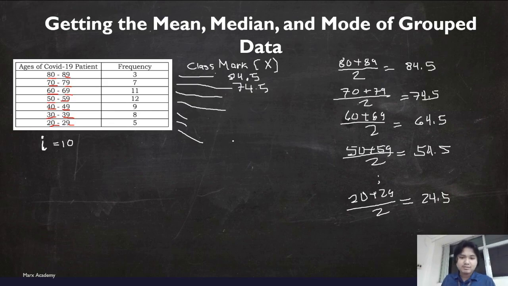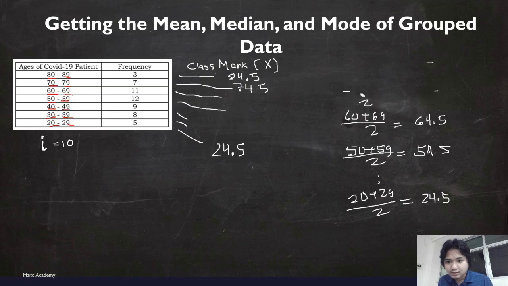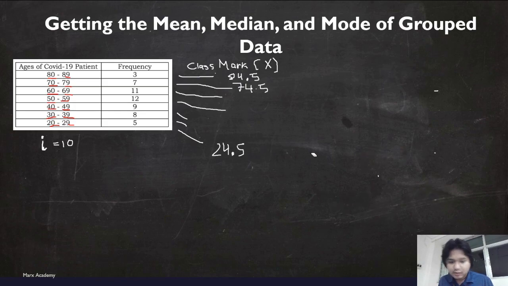So we have the class mark of each. Then we have 24.5 here, then 34.5, then 44.5, here would be 54.5, then 64.5, and this is our class mark.